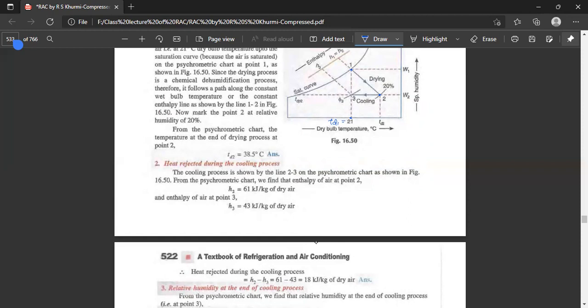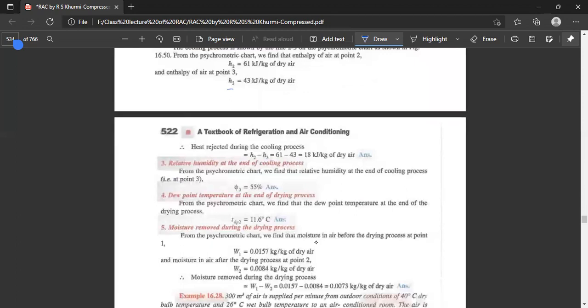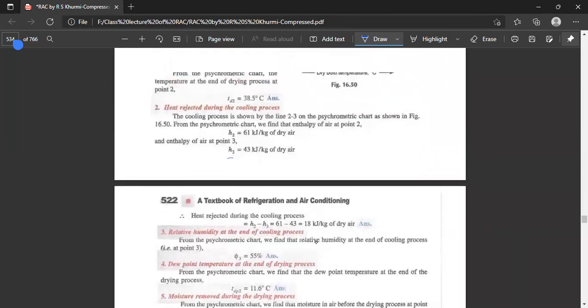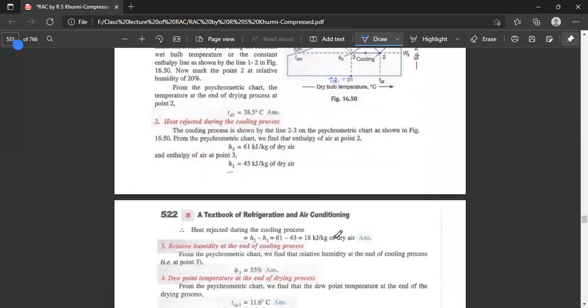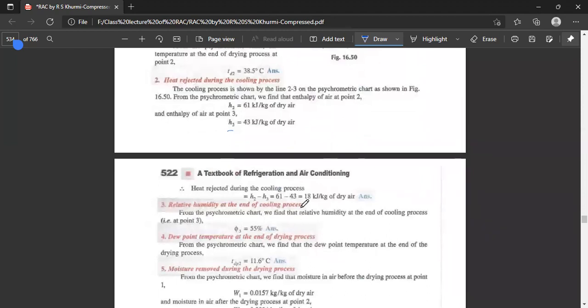So how will we know point 3? After the cooling, the dry bulb temperature remains the same. So here it is 21, and that is point 3. Now the relative humidity at the end of the cooling process, phi 3, is given from the chart as 55%.